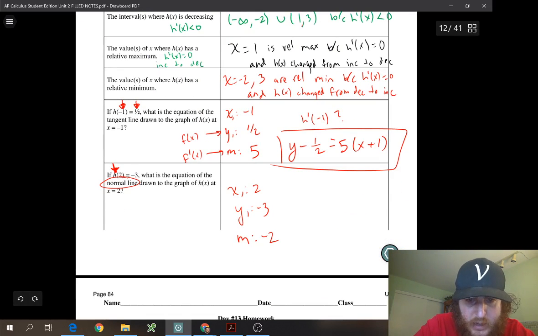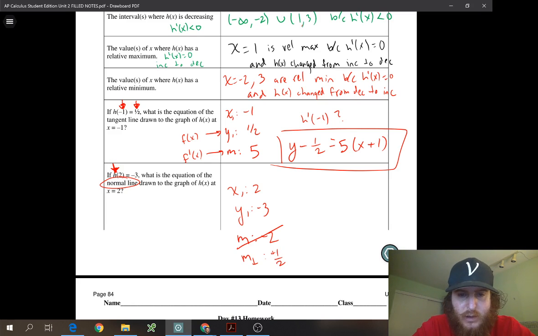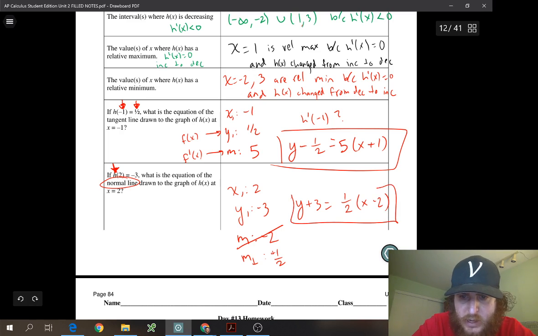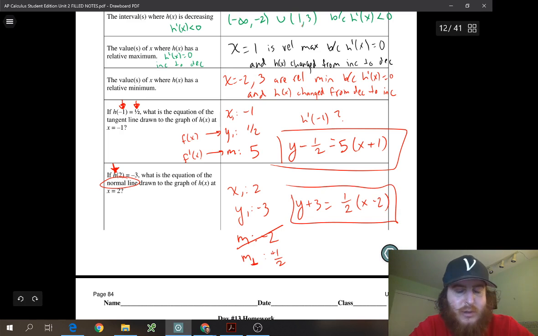Okay, but I don't want this, I want the perpendicular slope. Why do I want the perpendicular slope? Because it's a normal line. So I want positive 1/2. We're going to flip the sign and change the value. So y plus 3 equals 1/2 times x minus 2. So always be careful about normal lines that we don't want the slope, but we want the perpendicular slope.